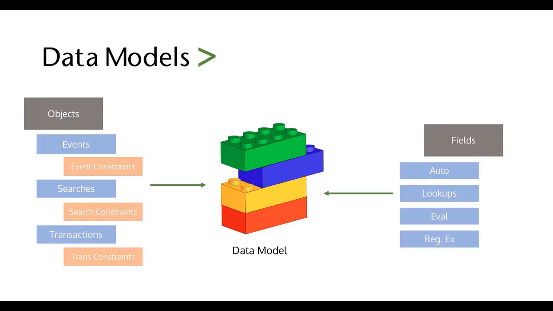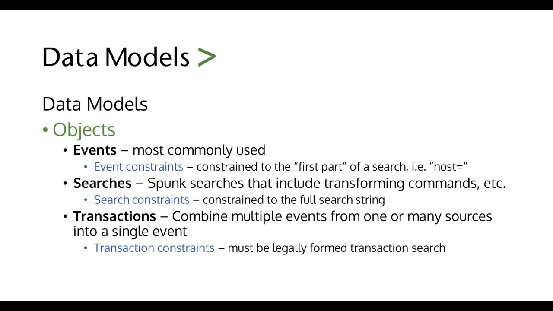Let's take a look at objects more closely. Events are the most commonly used type of object. And usually events represent the very first part of a search, i.e. the metadata, i.e. host equals, source type equals. It's a very broad place to start, and that's good. Searches are more complex than events in that they can contain commands and transformations and things like that. And transactions can combine multiple events from one or many sources into a single event.